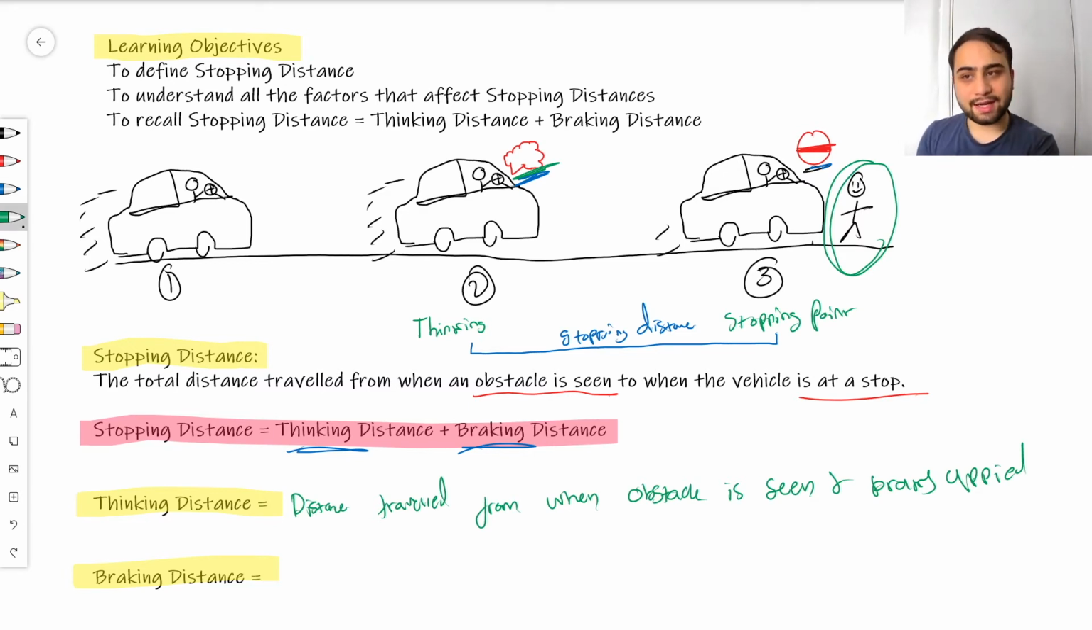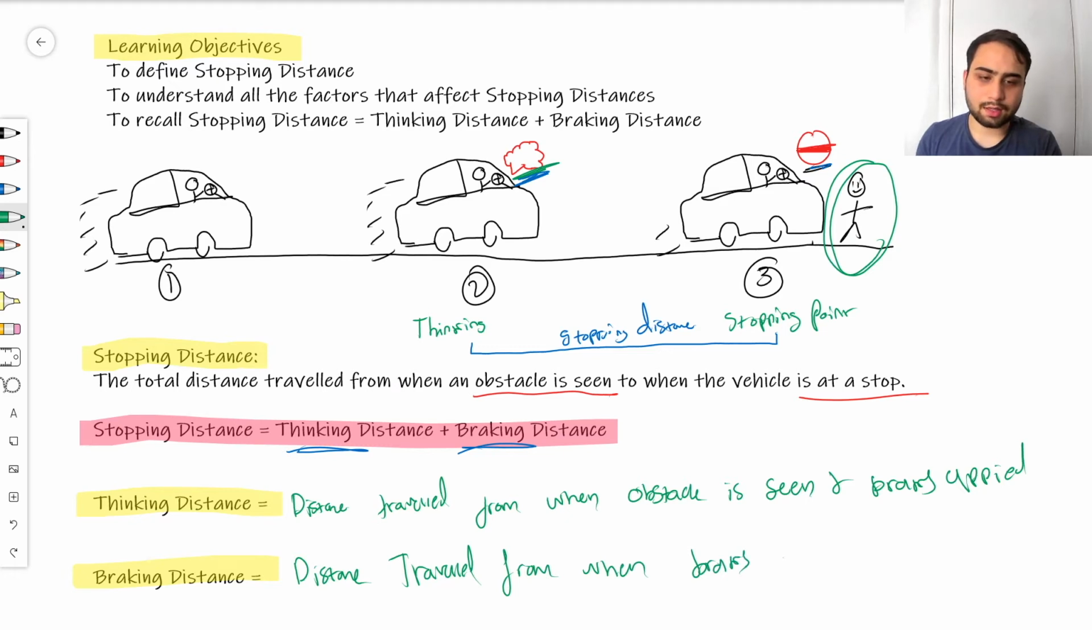Now, our braking distance is the distance traveled from when brakes are applied and the vehicle stops. I say vehicle because we're not always talking about cars.